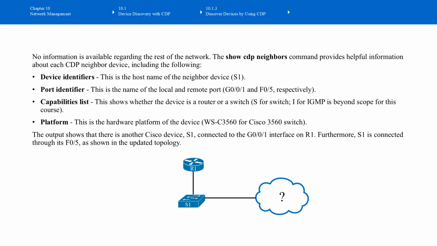Next, we have the capability lists. The capability field identifies the function of the neighboring device. R stands for router, S indicates that's a switch, and I indicates that's the IGMP capability. At the end, we have the platform. The platform field identifies the neighbor's hardware model. In that example, this indicates it's a Cisco Catalyst 3560 switch.